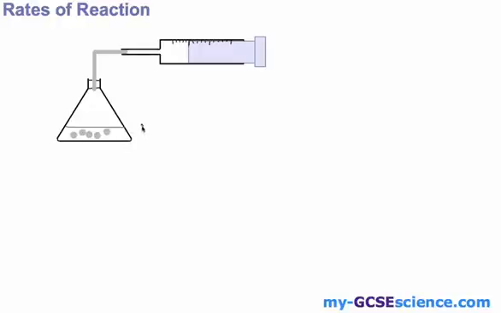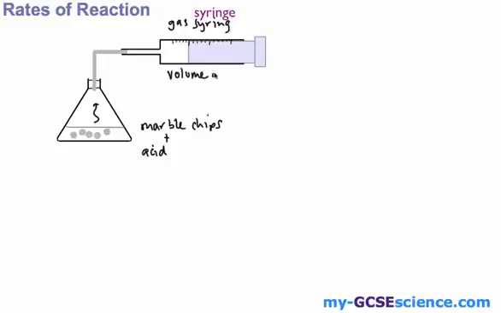Here I've got some marble chips in some acid. Could be hydrochloric acid or sulfuric acid, something like that. These marble chips are usually something like calcium carbonate, but the point is when we react these two together we get a gas formed, and that gas can be collected by what we call a gas syringe. This is just a way of measuring the volume of gas that is produced. So if we can measure the volume of gas produced, we can work out the rate of this reaction.